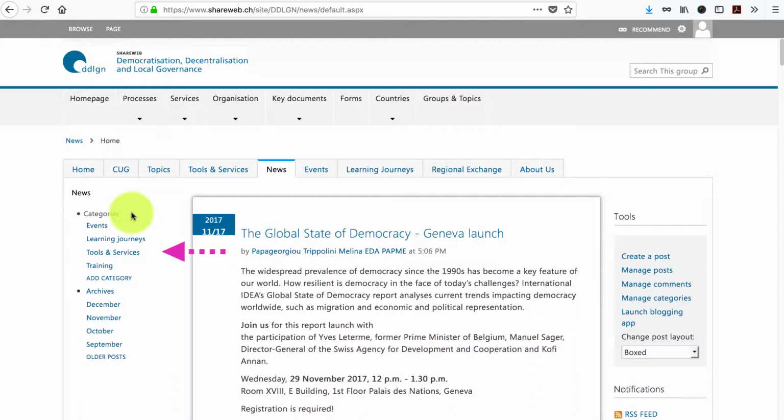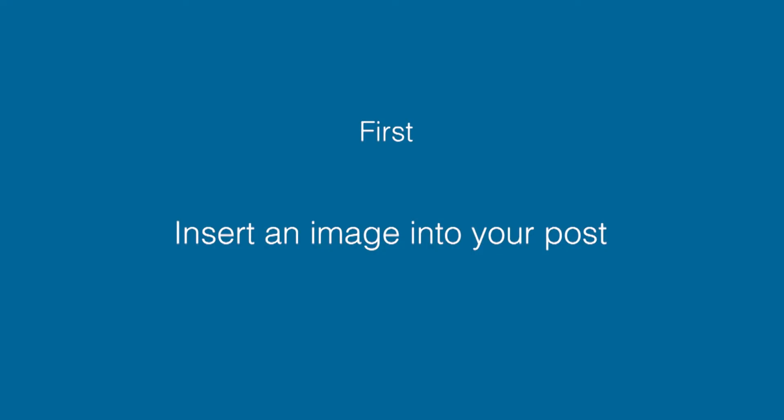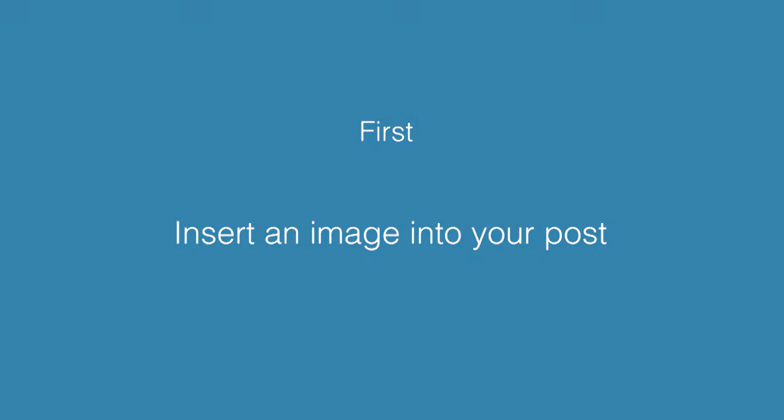Each blog post can be assigned to different categories so that the reader can filter only those topics he or she would like to read. But first, let's start with inserting an image into your post.